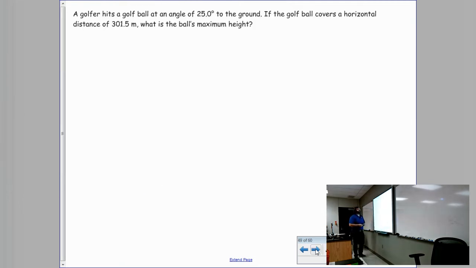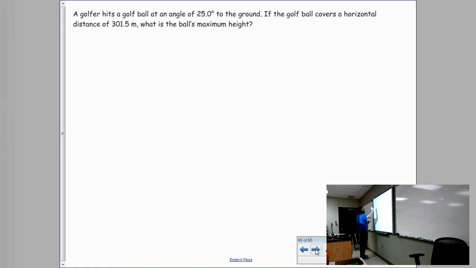Let's look at another problem. A golfer hits a ball at an angle of 25 degrees to the ground. If the golf ball covers a horizontal distance of 301.5 meters, how high did it get vertically? So this is again the second type of problem. There are multiple ways to solve these problems, but let's take a look, and I'm going to show you one of the ways you could do it.